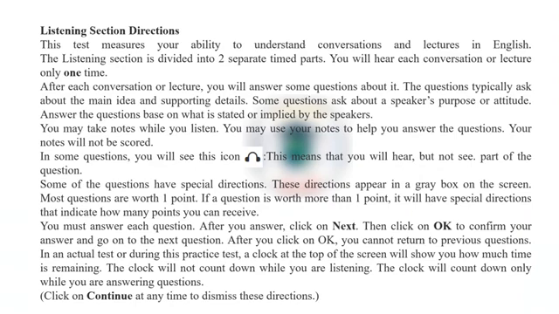Listening section directions. This test measures your ability to understand conversations and lectures in English. The listening section is divided into two separate timed parts. You will hear each conversation or lecture only one time. After each conversation or lecture, you will answer some questions on it.